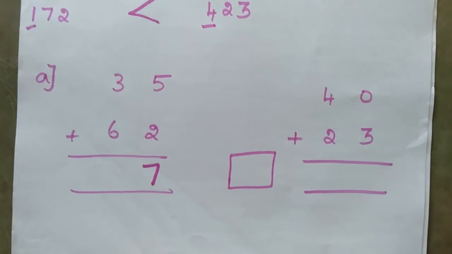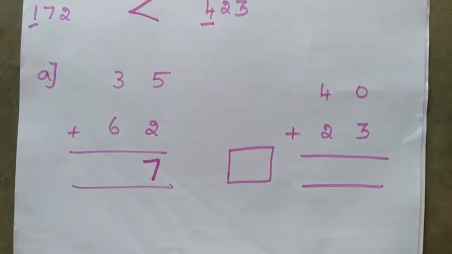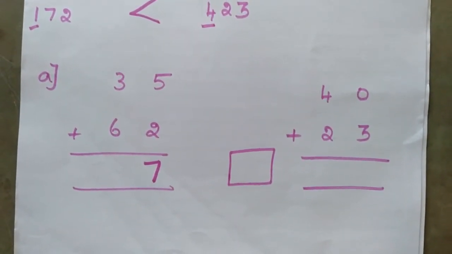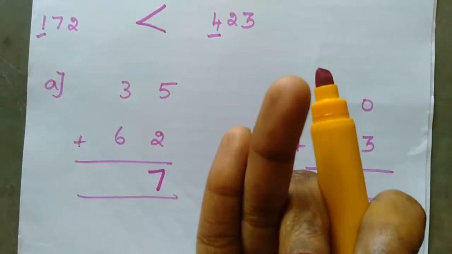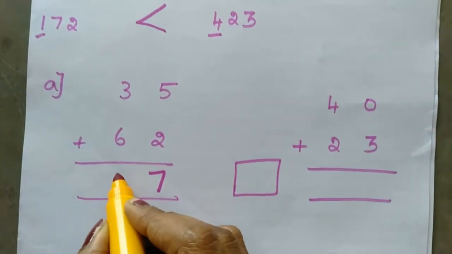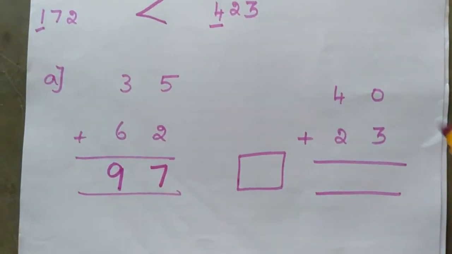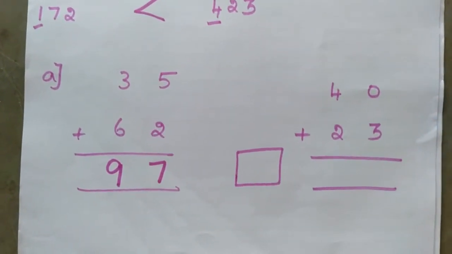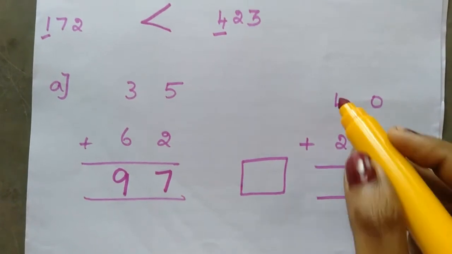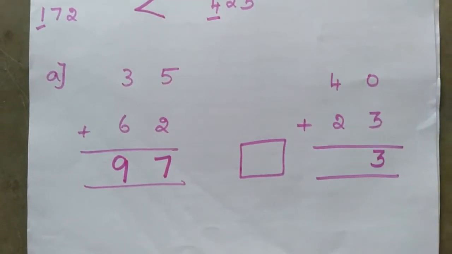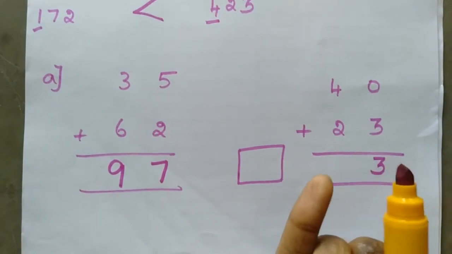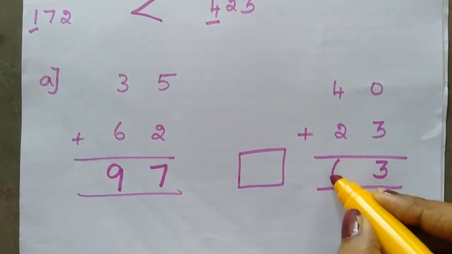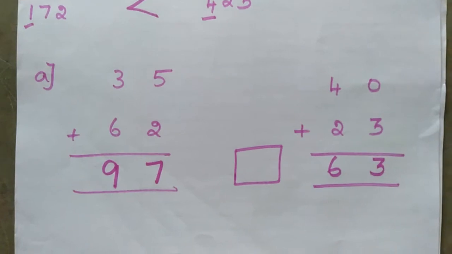Then 6 plus 3. 3 in the mind, you have to take 6 fingers. 3, after that 4, 5, 6, 7, 8, 9. So 9 here. Then again here 0 plus 3, 3. 4 plus 2, 4 in the mind, you have to take 2 fingers. 4, after that 5, 6. So now you have to compare.